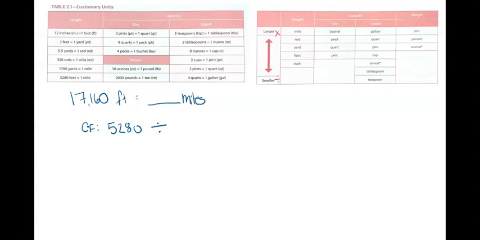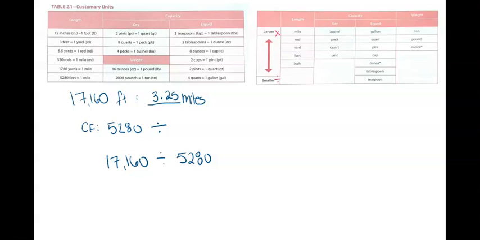So we're going to take 17,160 feet, and we're going to divide it by 5,280. And when you get out your calculator and do that, or if you do it on paper, you're going to get 3.25. 5,280 goes into 17,160, 3.25 times. So we've got 3 1/4 miles is equivalent to 17,160 feet. So the process is pretty straightforward.